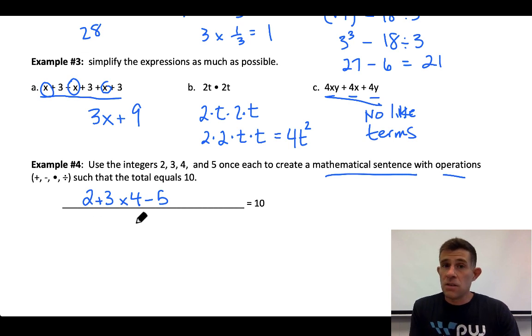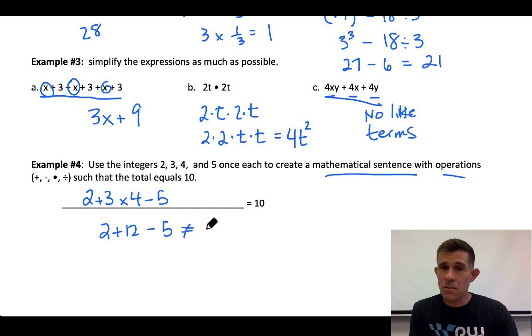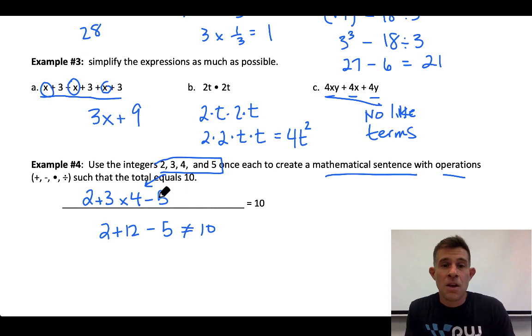Now, as I do these order of operations, I know that I need to multiply my 3 times my 4 first. So this becomes 2 plus 12 minus 5. However, this is not going to be equal to 10. My challenge for you is to come up with some sort of mathematical expression. The numbers don't need to go in order. I just so happen to put them in order. But they can go in any order with operations between them, and the target they have to hit is 10. Good luck.